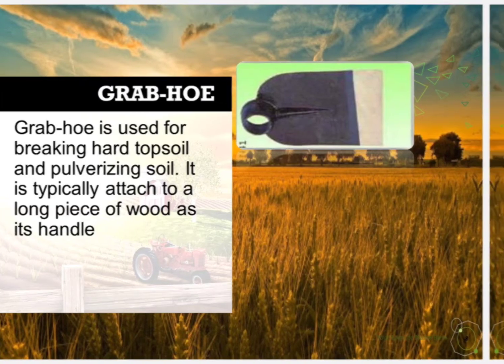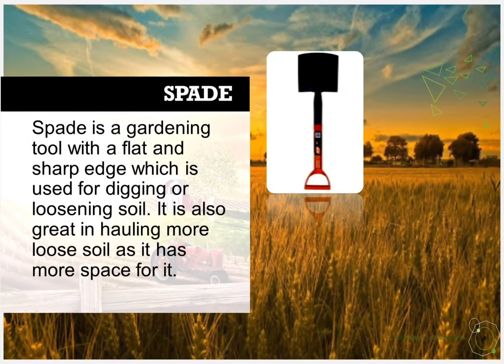For the next hand tool, we have spade, sometimes called as flat shovel. Spade is a gardening tool with a flat and sharp edge which is used for digging or loosening soil. It is also great in hauling more loose soil as it has more space for it.